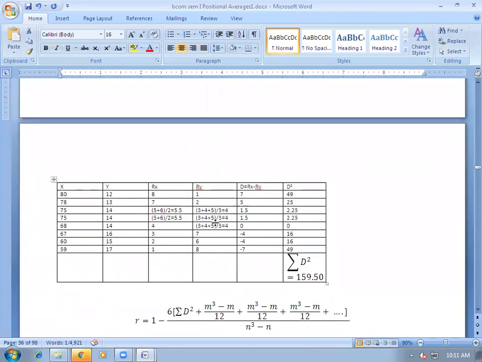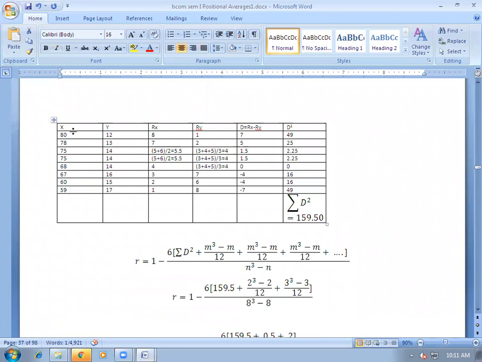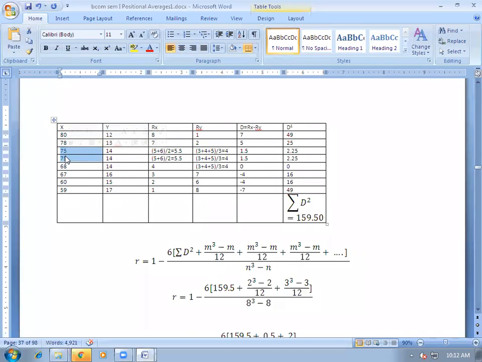Another is a case when ranks are repeated. The values of X and Y are given. I have again assigned rank 1 to the lowest value. 59 is the lowest value, so I have assigned rank 1. After 59, 60 gets rank 2, then 67 gets 3, 68 gets 4. Now, 75 is repeated, so we will assign ranks in such a way that both values are assigned the same rank.